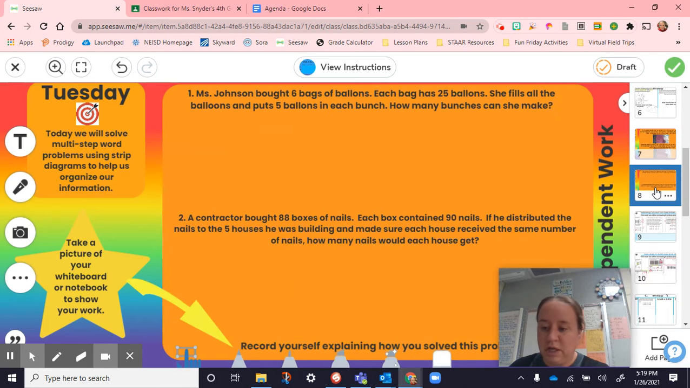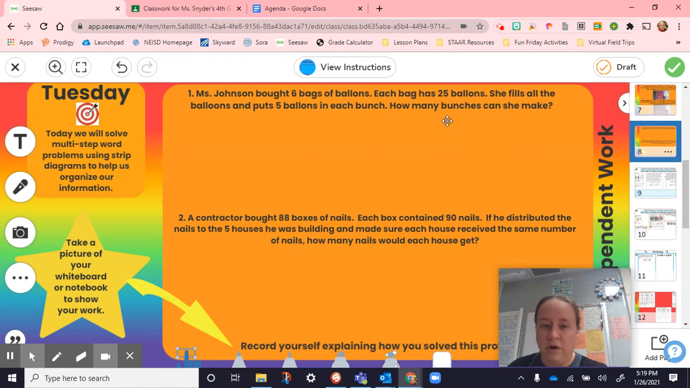Now it's your job to do page 8. So you're going to do the story about Miss Johnson, then you're going to do the story about the contractor, and the whole time you're solving, or after you solve, I want you, just like I just recorded, to record how you explained, and I want a photo of your work. So a photo needs to go here, a photo needs to go here, and both of them need an explanation.